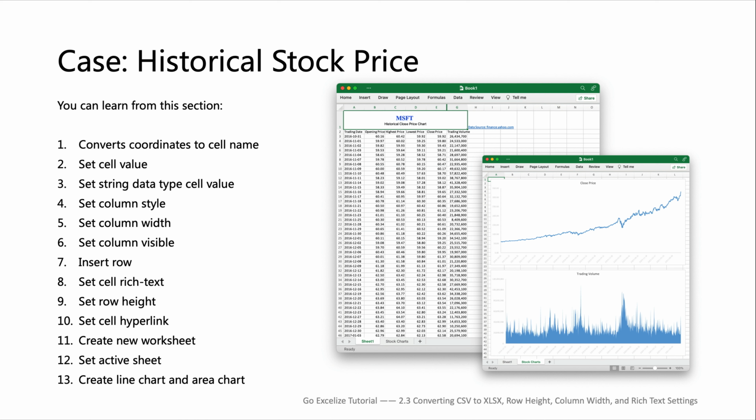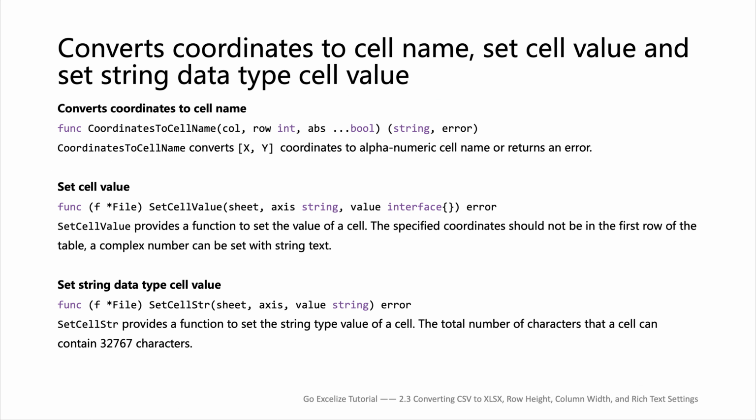Let's take a look at the historical stock price Excel document. The stock price source data in sheet 1 was converted from a CSV file. The chart in sheet 2 was based on this source data. Sometimes we need to convert the cell's coordinates in number data type to an alphanumeric cell name. The CoordinatesToCellName function provided by Excelize can easily do this.